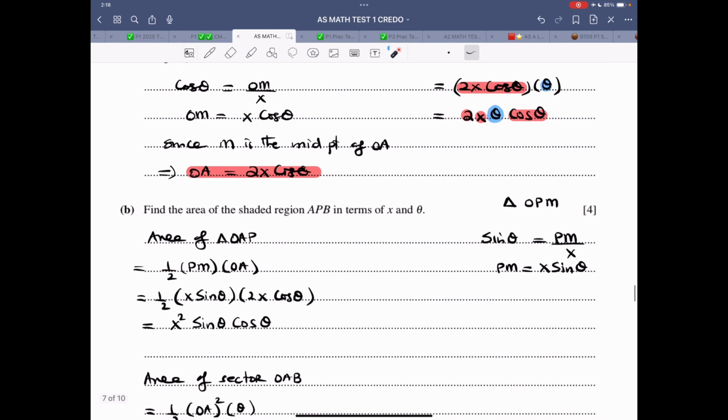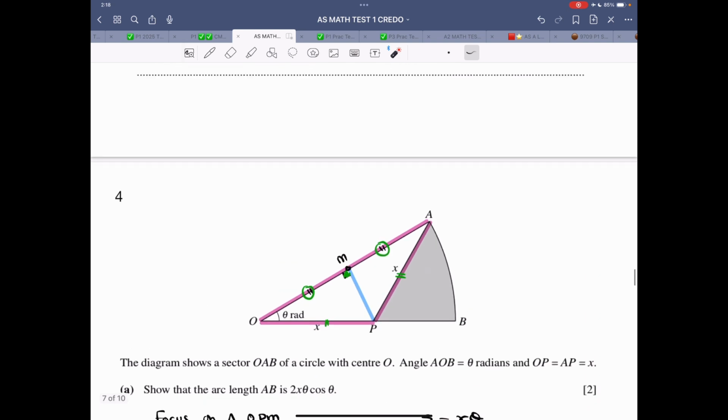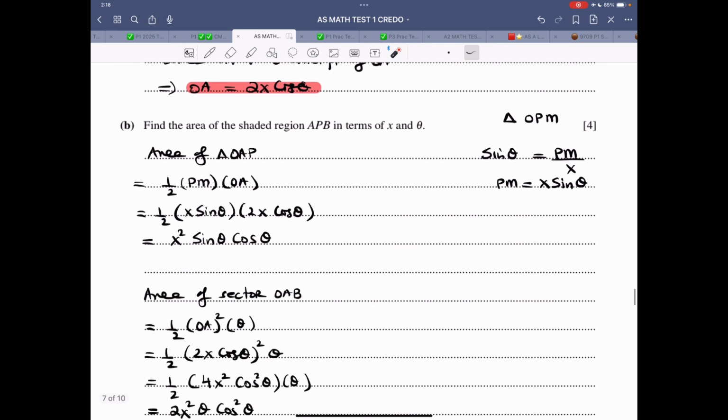Find the area of the shaded region. Area of the triangle: I'll use this as the base and this as the height. Area of the sector: I'll use this as the radius and this as theta, which gives the proper formula. The difference is the shaded region. Area of triangle is half into base into height, and the height I have calculated separately.